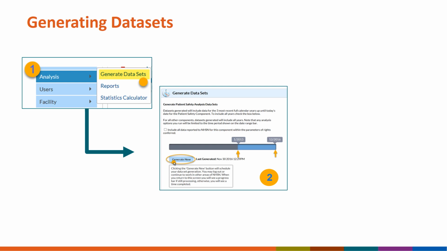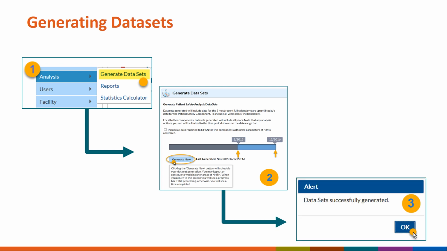Generating datasets copies and freezes the data specific to your individual user account. This process takes a few minutes, but you can access other areas of NHSN or log out while it completes this process. The data used for analysis is a frozen copy, so if you make any changes within NHSN after you generate datasets, it will not be reflected in any of the reports until you generate datasets again.